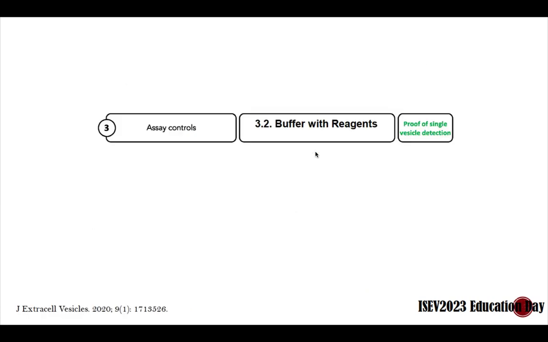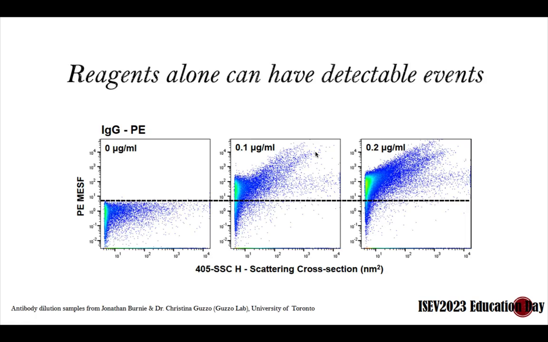So that convinces you, as the experimenter, as the scientist, that what you're looking at is single particles. So the other aspect is a buffer with reagents. Most of us doing flow do not run an antibody alone sample. But here in flow with EVs, that is unfortunately a necessity, because reagents alone can have detectable events.